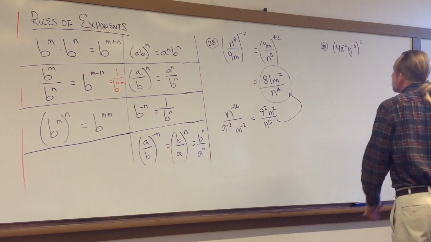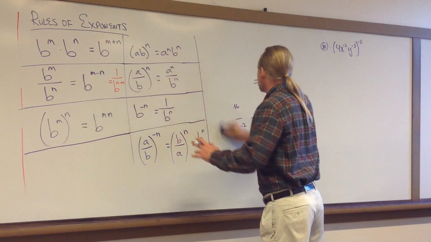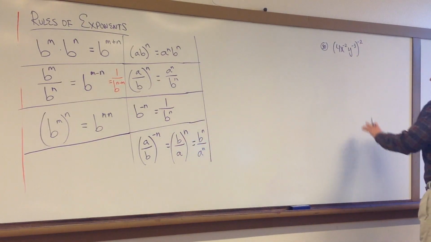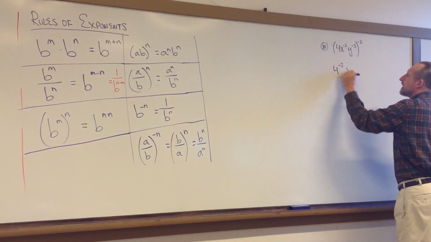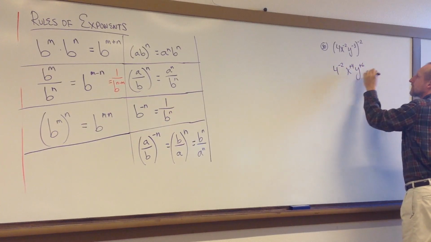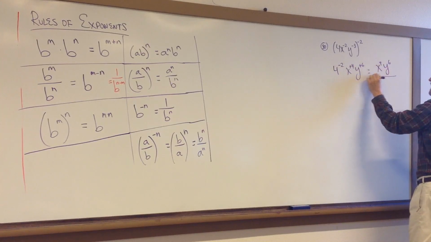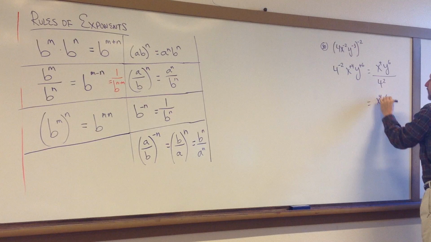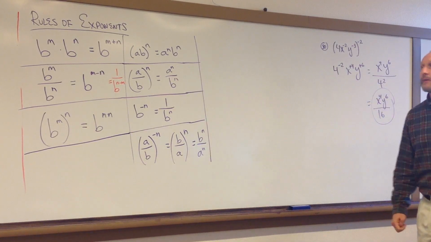Okay, now we've got a bunch of different choices about how to do this problem. Okay, and I'll show you a couple of them. First thing we can do is just raise everything to the negative 2 power. 4 to the negative 2, x to the positive 4, y to the positive 6. But then we've got to move that 4 squared down to the bottom. We'll have x to the 4th, y to the 6th, over 16. There's one way to go about doing it.